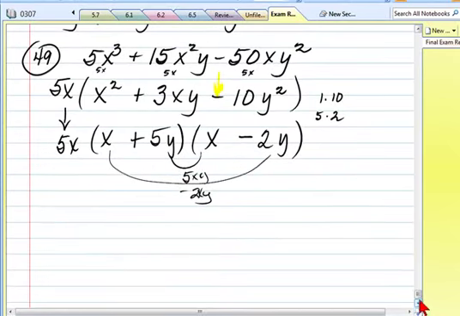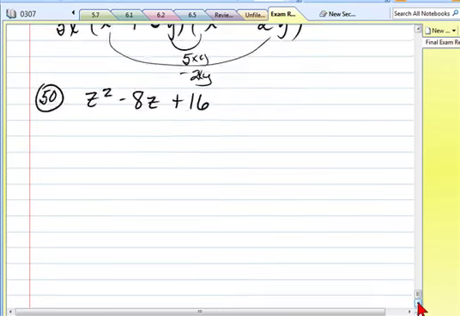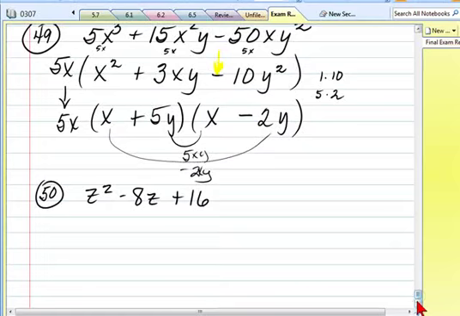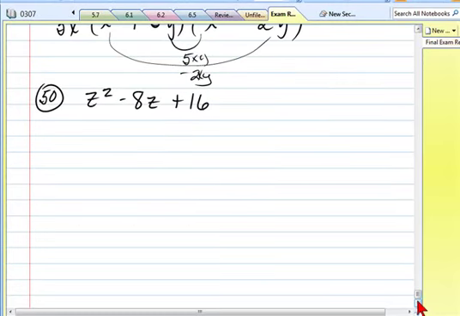Number 50. I have z squared minus 8z plus 16. All right, there's no common factor. It is a trinomial, so I go straight to trial and error. If the last sign is a positive, what does that tell you? Both of them match the middle term, so they're both minuses. I need a z and a z. Factors of 16, which since the signs are alike, add up to be 8.